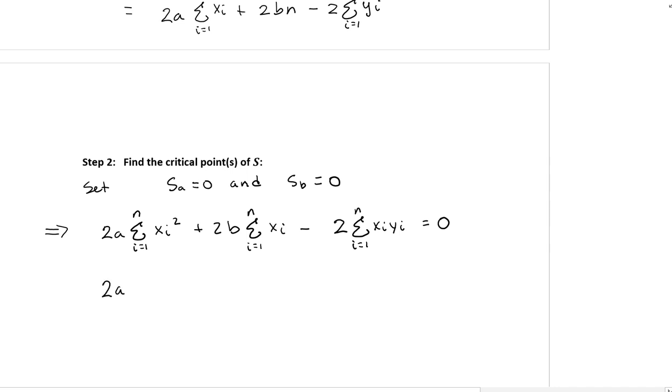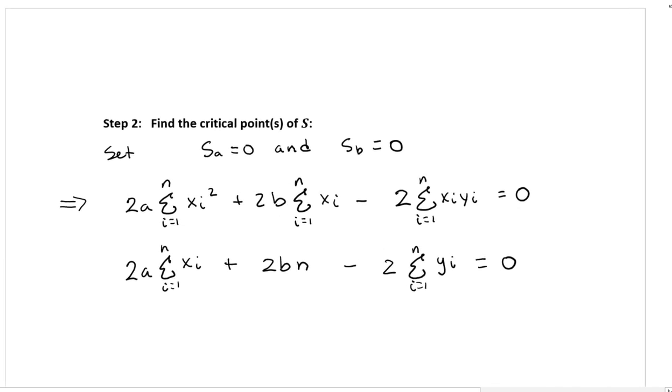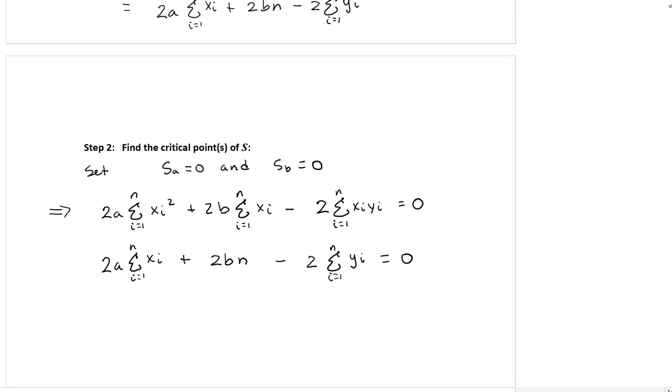So that is going to be 2a sum from 1 to n of x sub i plus 2bn minus 2 sum from 1 to n of y sub i is equal to 0. Now, how are we going to solve for our values a and b? Remember that a and b are our variables. Those are the things that we need to solve for. You might notice that it might be easiest to cancel this middle term right here.